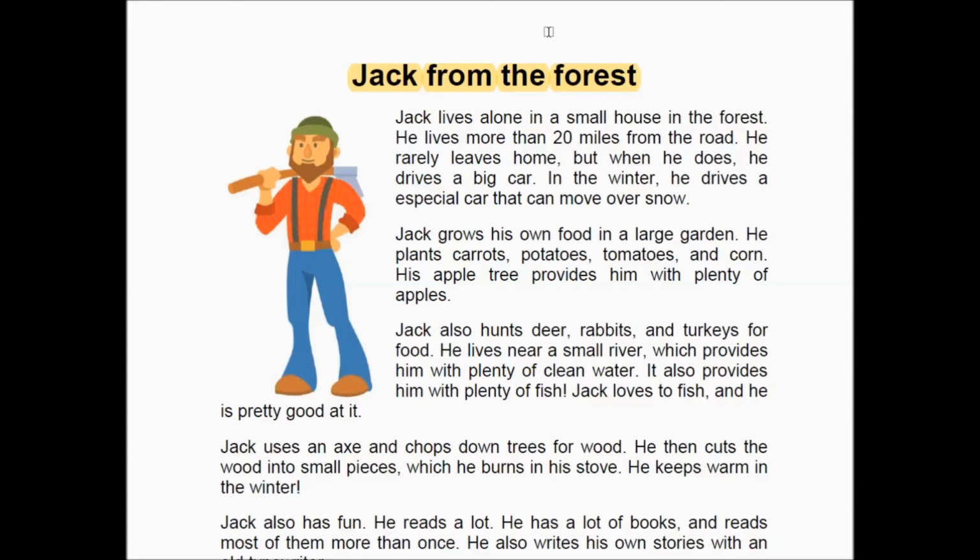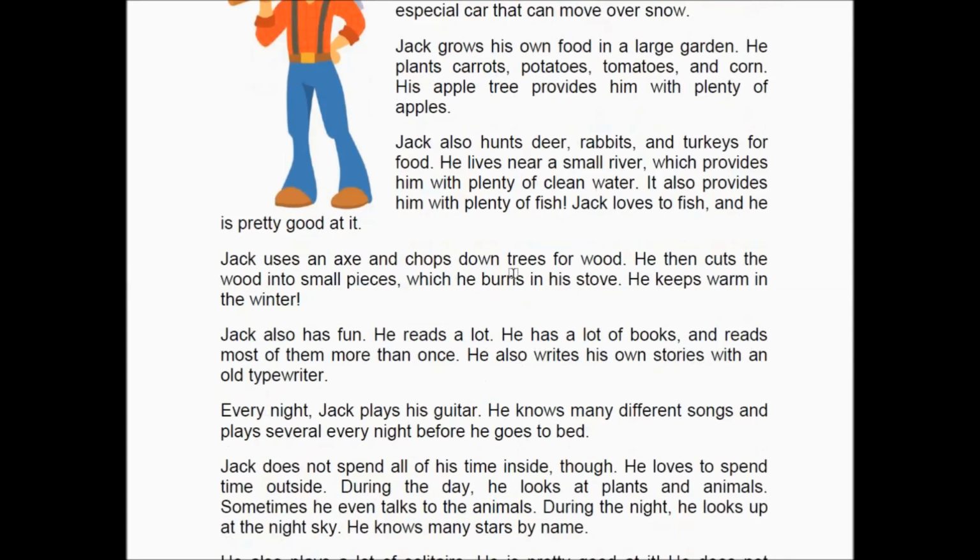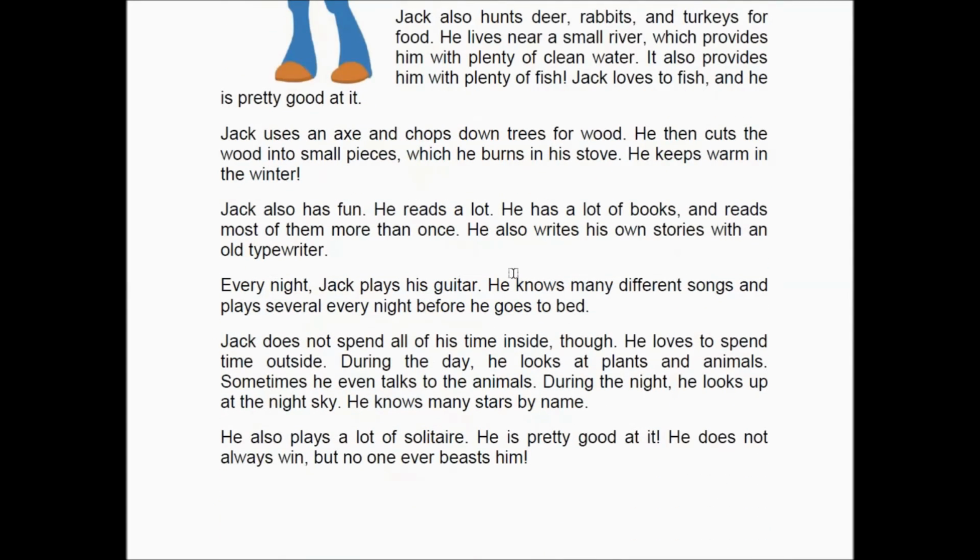Jack also hunts deer, rabbits, and turkeys for food. He lives near a small river, which provides him with plenty of clean water. It also provides him with plenty of fish. Jack loves to fish, and he is pretty good at it. Jack uses an axe and chops down trees for wood. He then cuts the wood into small pieces, which he burns in his stove. He keeps warm in the winter.